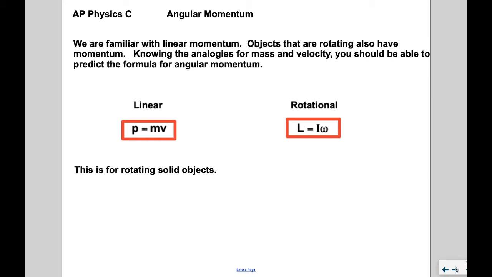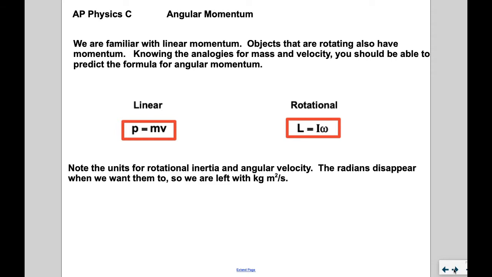So this formula, L equals I times omega, is generally used for rotating solid rigid bodies with physical dimensions. We'll get to particles shortly. Again, rotational inertia has units of kilogram meter squared. Omega is radians per second. The radians disappear, and we are left with kilogram meter squared per second, which are the accepted units for angular momentum.